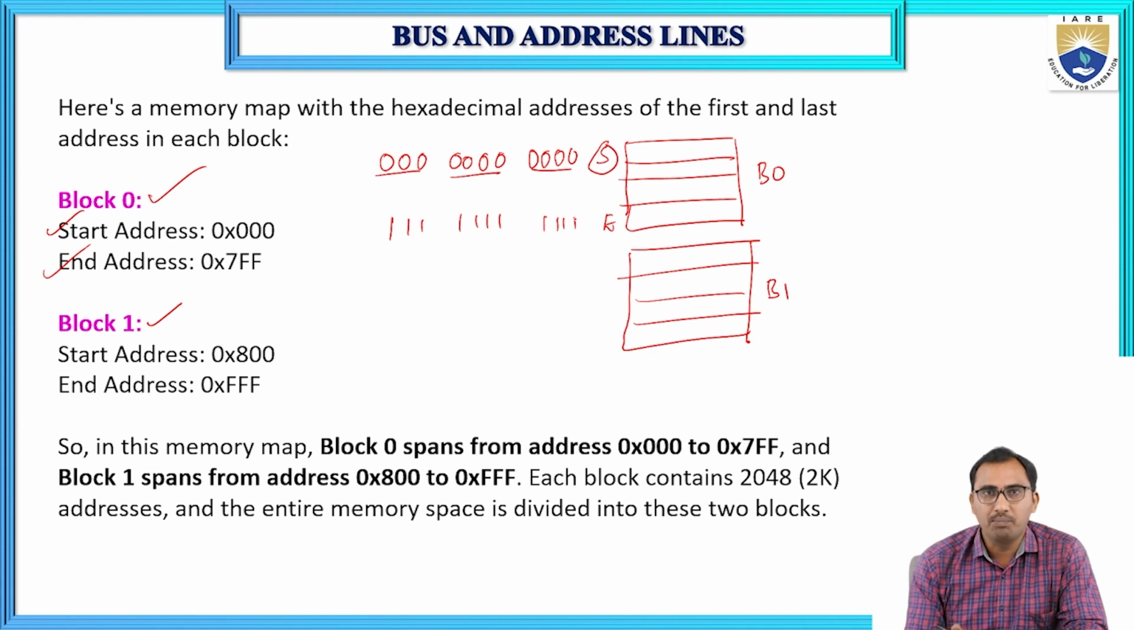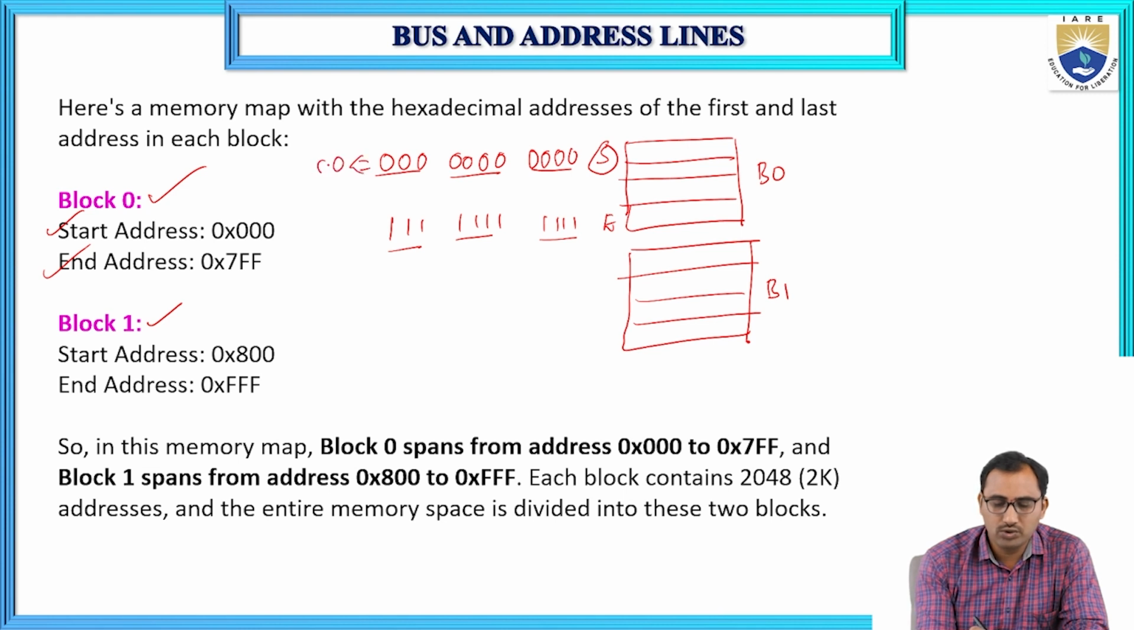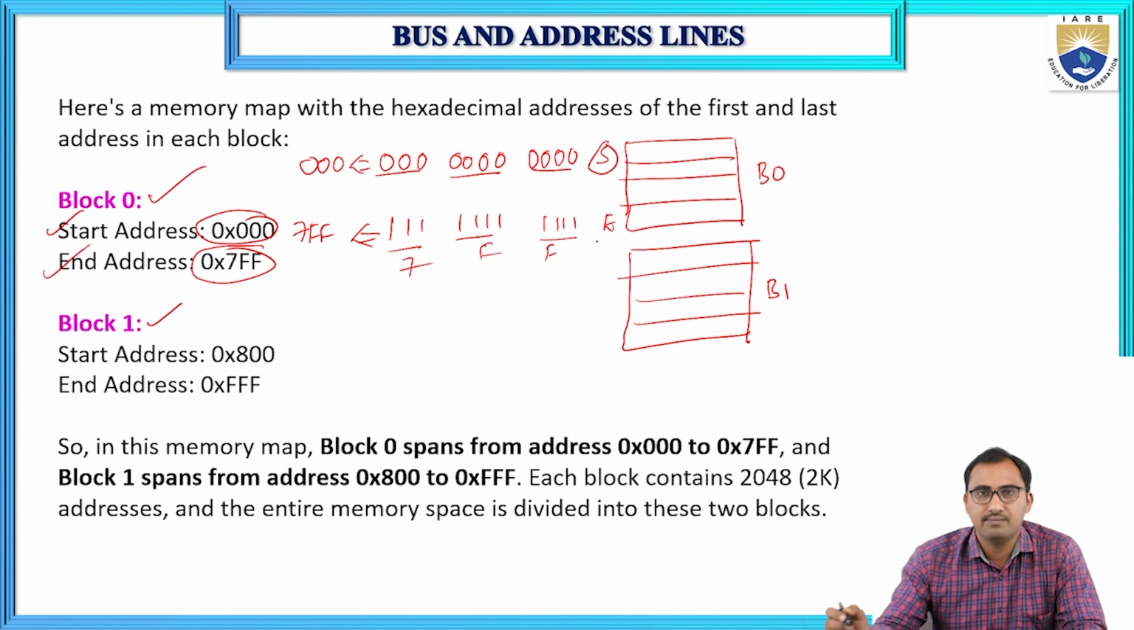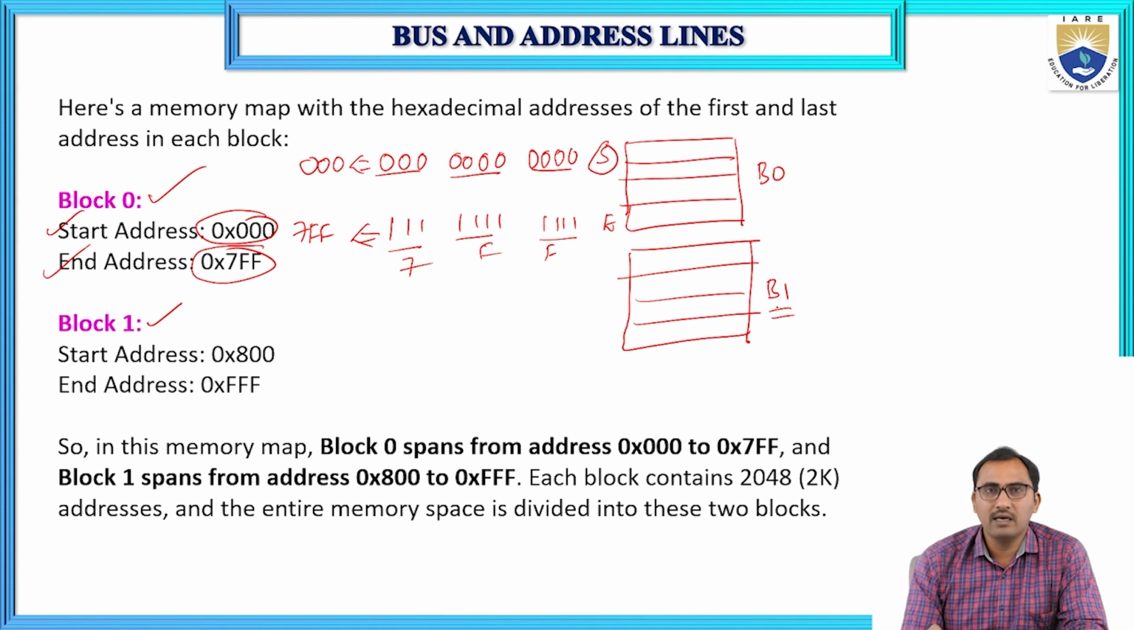If you represent this in hexadecimal, the starting address is 000 and the ending address is 7FF in hexadecimal. Similarly for block 1: what is the ending address of block 0? It is 7FF.